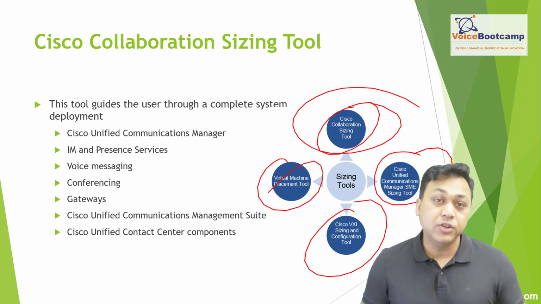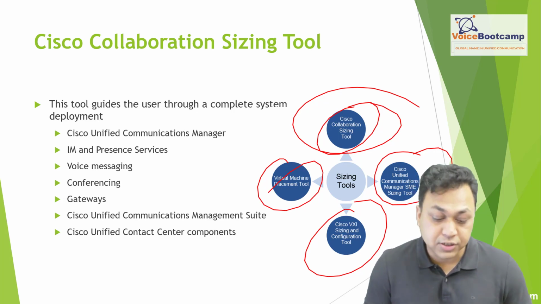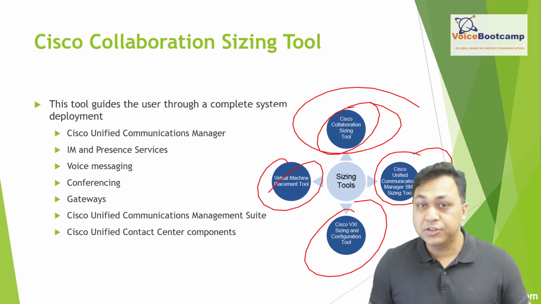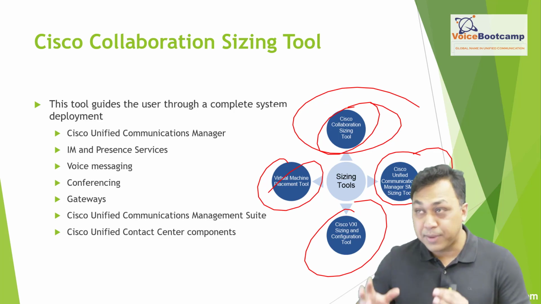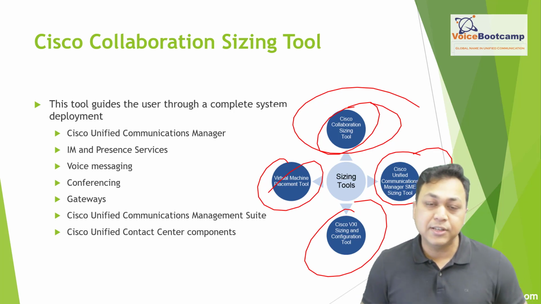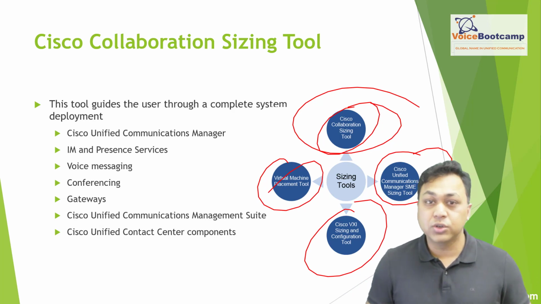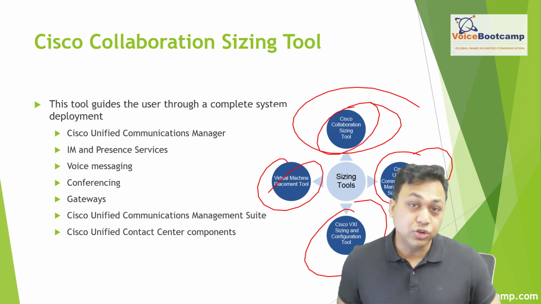All right, so that's the overview of capacity planning. Hope you got an idea about the types of tools that are available. You have the unified collaboration sizing tool for Call Manager, presence, Unity, contact center. You have the SME sizing tool, a specialized sizing tool for the SME edition of Call Manager. You have VXI, which is Virtual Experience Infrastructure, and then of course you have the Cisco Virtual Machine Placement Tool that allows you to drag and drop various collaboration applications.